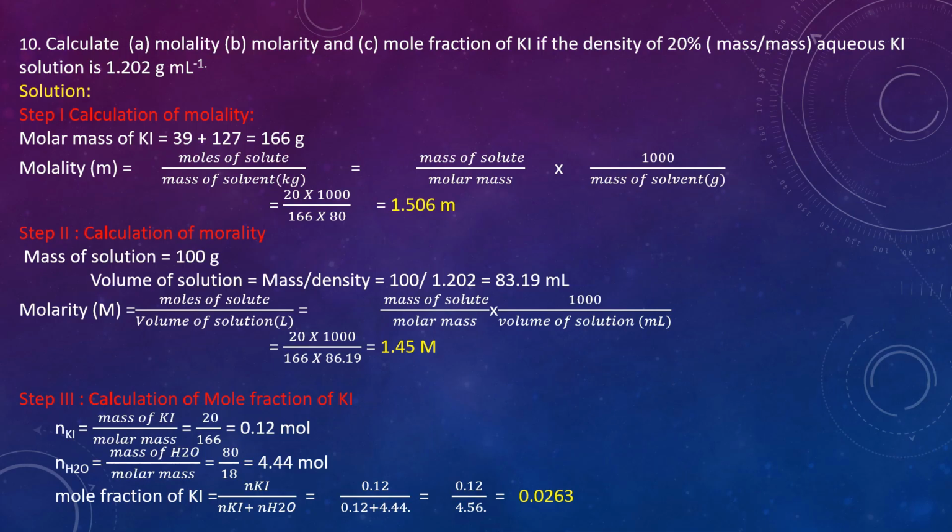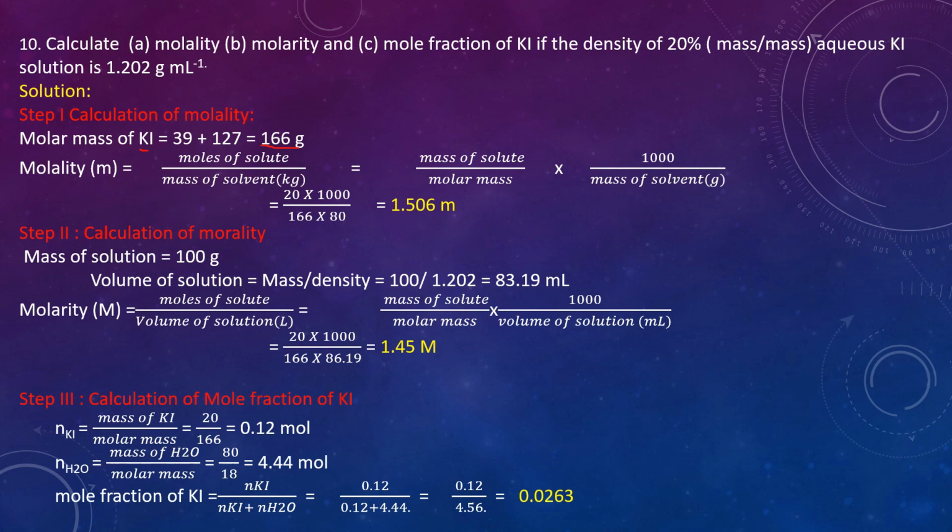Now the next is, calculate the molarity and mole fraction of potassium iodide if the density of 20% aqueous KI solution is 1.202 gram per ml. So here you have to find three things, molarity and mole fraction. So in first step we calculate the molarity. First of all we calculate the molar mass of KI. It comes to be 166 gram. Now the formula of molarity is moles of solute upon mass of solvent in kg.